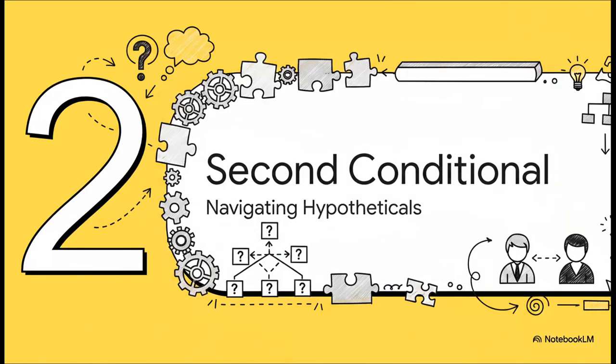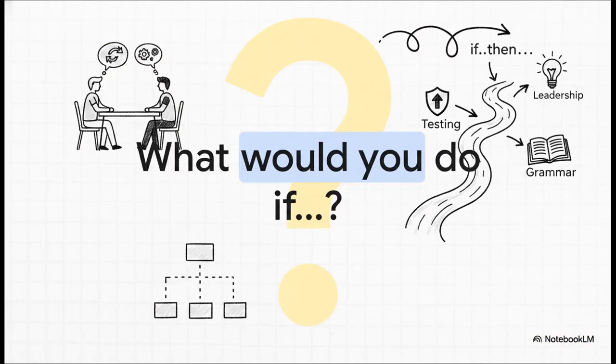Moving right along to Tool 2, Navigating Hypotheticals with the second conditional. Put yourself directly in the interview hot seat for a second. The interviewer leans forward and asks, "What would you do if?" Almost every behavioral question at the management level throws this hypothetical dimension at you. It's designed to test your decision-making processes in situations you might never have even encountered yet. To answer confidently, you absolutely need to wield the second conditional perfectly. It's your best friend for navigating these imagined scenarios.